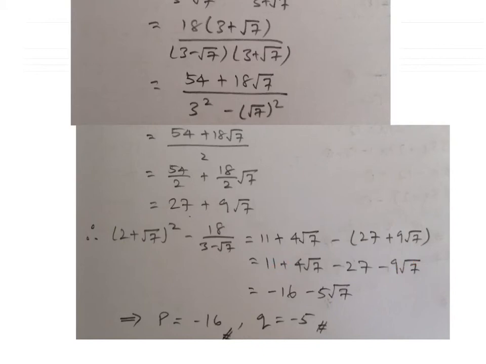You combine these two terms together to get my minus 16. 4 square root 7 minus 9 square root 7 to get minus 5 square root 7. Bear in mind to always answer the question. They want to find the value of P and Q. So P is actually negative 16 and Q is actually negative 5 just by comparing the coefficients.